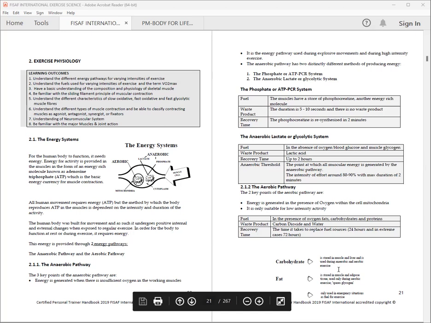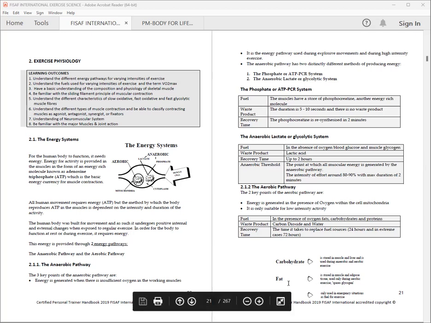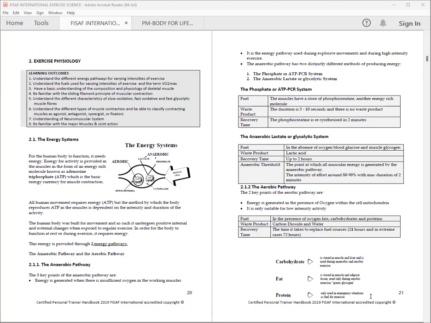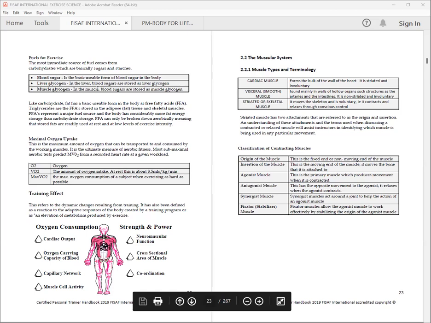So we have carbohydrates in the form of blood sugar, muscle glycogen, and liver glycogen. The second one comes in the form of fat. And then protein, as we discussed yesterday, is only used in an emergency situation, and we only use maybe around 5% of it. Does that make sense? Can we continue? Good.